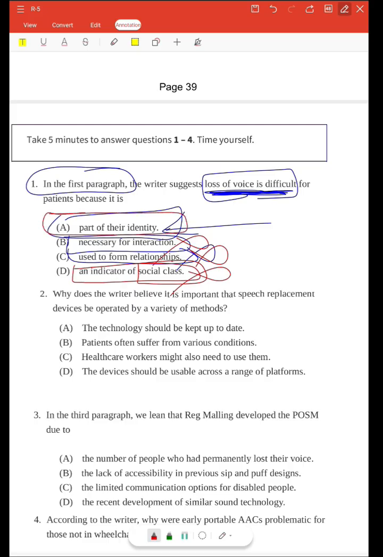Loss of voice is difficult because a person will lose their identity. Of course, if we lose our voice, we are not able to communicate with anyone. How will anyone recognize us if a stranger is meeting us for the first time and I'm not able to talk to him? How will he recognize me? Okay, I'm not able to talk over a call. I'm not able to talk person to person. So I'm losing my identity indirectly, if we try to understand.